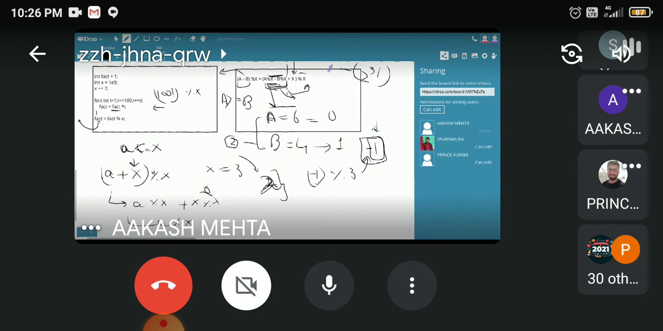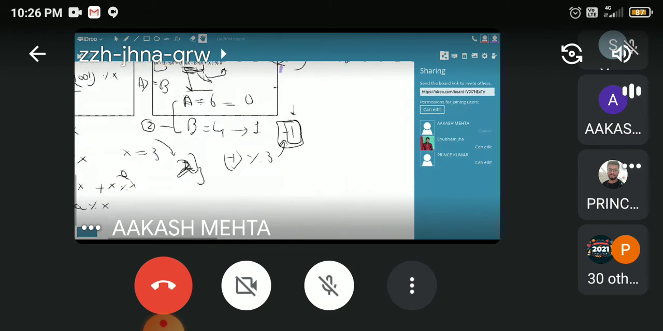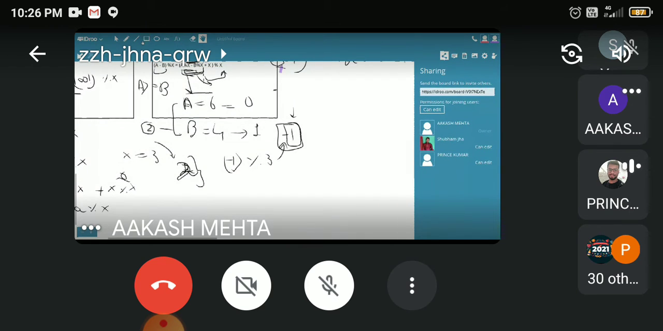Sir, but how can the remainder be this negative? It depends upon how the remainder is calculated.